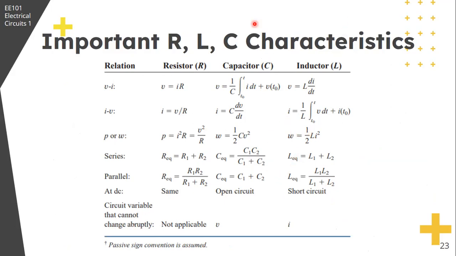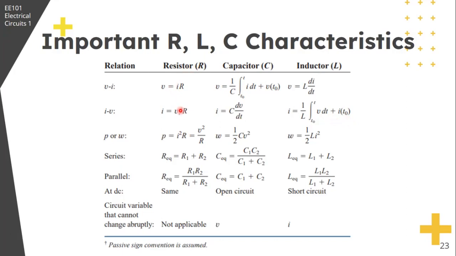These are the important characteristics of the resistor, capacitor, and inductor, and their V-I relationships. For the capacitor, the voltage cannot change abruptly, but its current can. For the inductor, the current cannot change abruptly, but the voltage can. The capacitor voltage depends on the previous initial value at t0, and likewise the inductor current depends on its initial value.